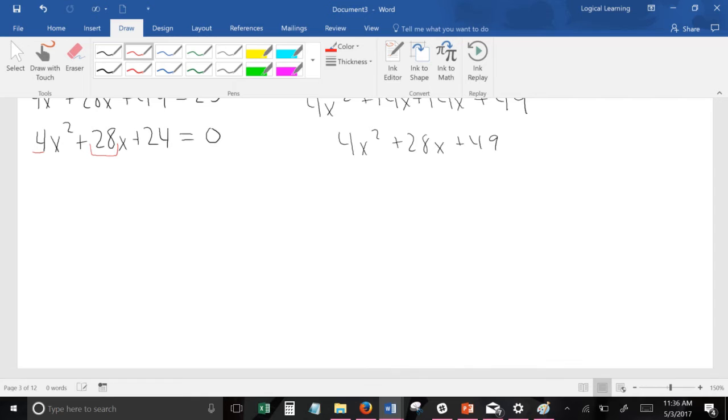But if we look at all of our coefficients, they are all multiples of 4. So we can take a 4 out using the reverse of the distributive property, and that'll give us 4 times (x squared plus 7x plus 6) is equal to 0. Now, by the zero product property, that means 4 is 0, or x squared plus 7x plus 6 is 0. Obviously, 4 is not 0, or you can divide both sides by 4. Either way, you come up with x squared plus 7x plus 6 is equal to 0.